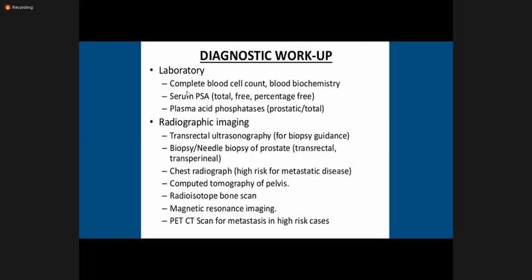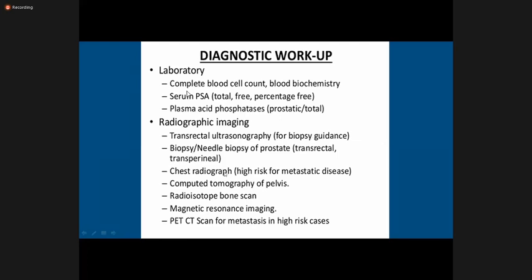The diagnostic workup again starts with a CBC and baseline blood tests, and serum PSA. A PSA of more than 4 is suggestive of malignancy. The radiographic imaging is transrectal ultrasonography. As I told you before, if you suspect prostate cancer, we usually offer a transrectal ultrasound. The advantage is that you can take the biopsy with the transrectal ultrasound.